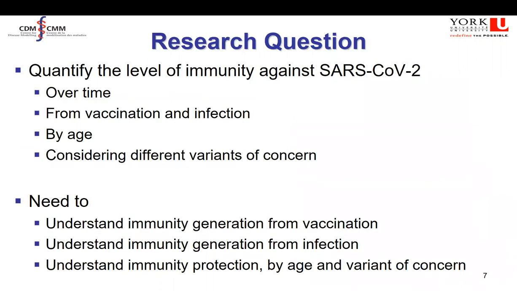Okay, so other than using a statistical model, we can use a dynamical model to generate the immunity distributions in the population. And so we're interested in quantifying the level of immunity against SARS-CoV-2 over time from vaccination and infection by age and considering different variants of concern. And so in order to do this, we need to understand immunity generation from vaccination, understand immunity generation from infection, and understand immunity protection by age and variant of concern over time.